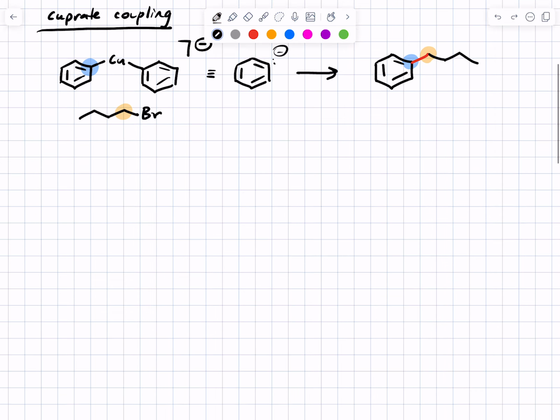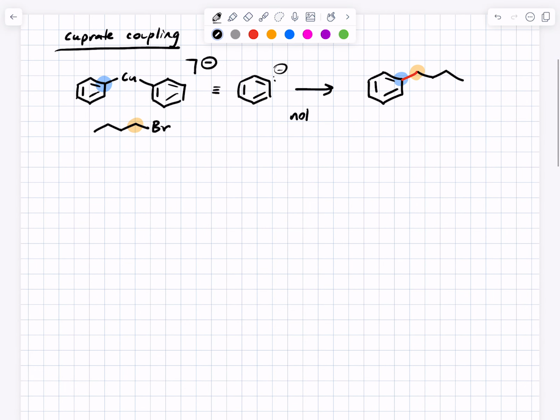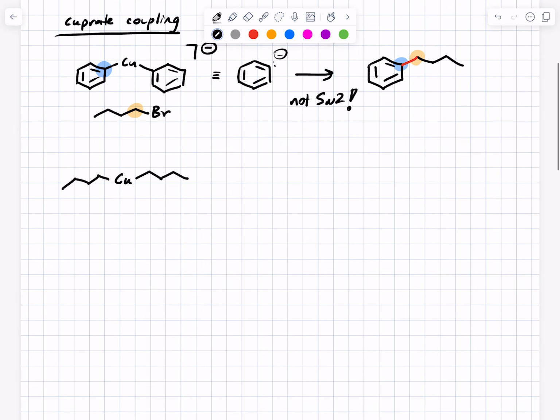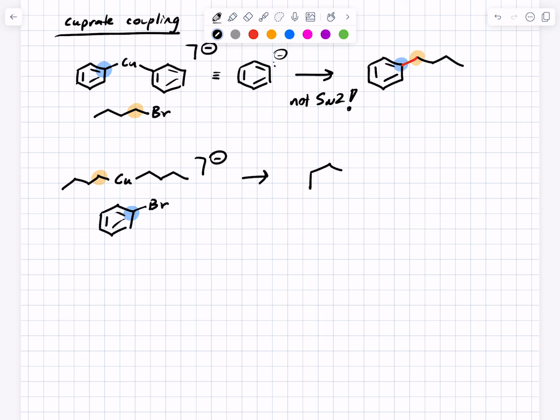So how do we know it's wrong? The reason we know that it's not SN2 is because you can swap which group is on which side of this reaction. You can put the alkyl groups on the copper. You can put the halide on the benzene ring, and it still works. You can still couple the blue carbon on the benzene ring. Oh, I guess I don't need to draw it again. I just need to draw my arrow longer.